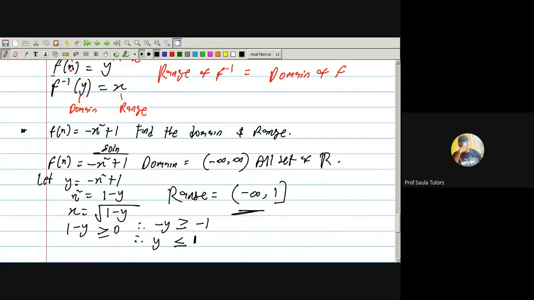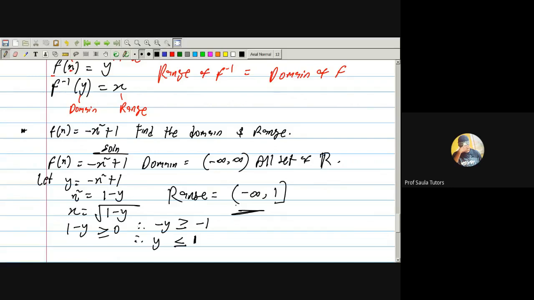These are my range. The values of y, for example, now let me say y is not greater than 1. Let me say y is like 5 now, for example. This thing will never work. So these are the values of y for which x is defined.